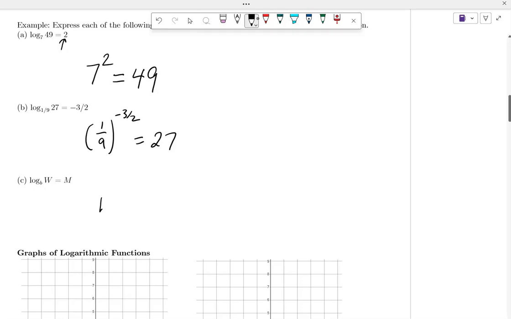Base is B. Exponent is M. Product is W. Yeah, B to the M power equals W. Yeah. BMW.